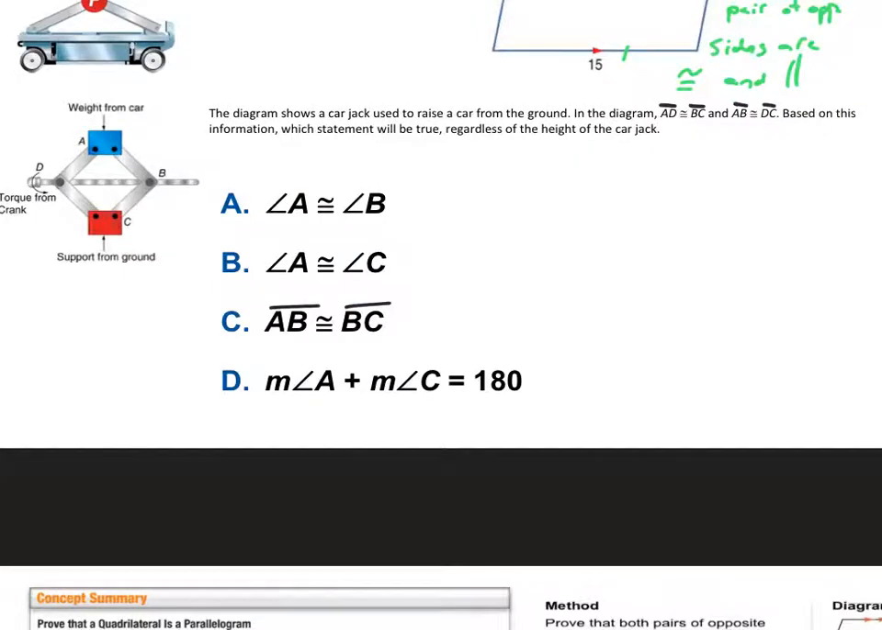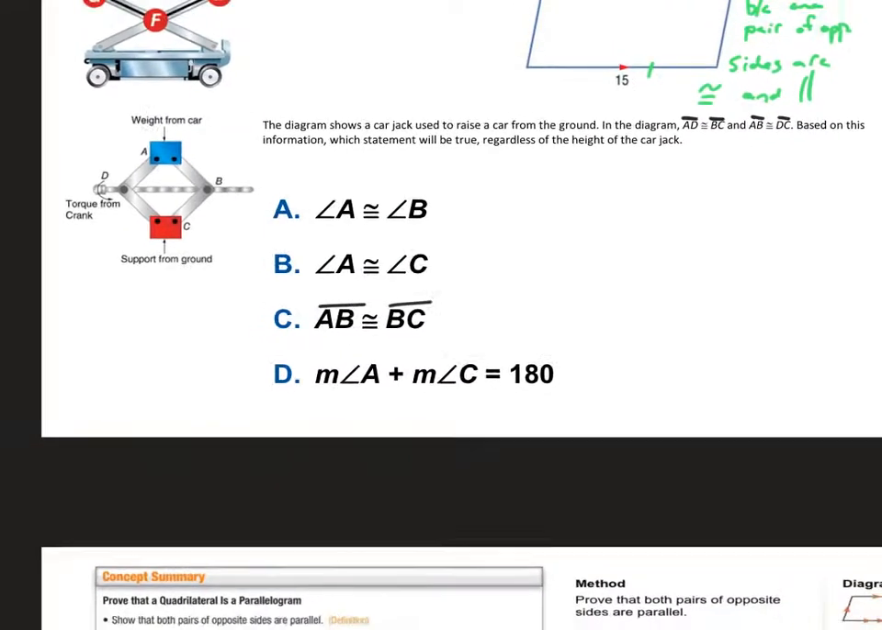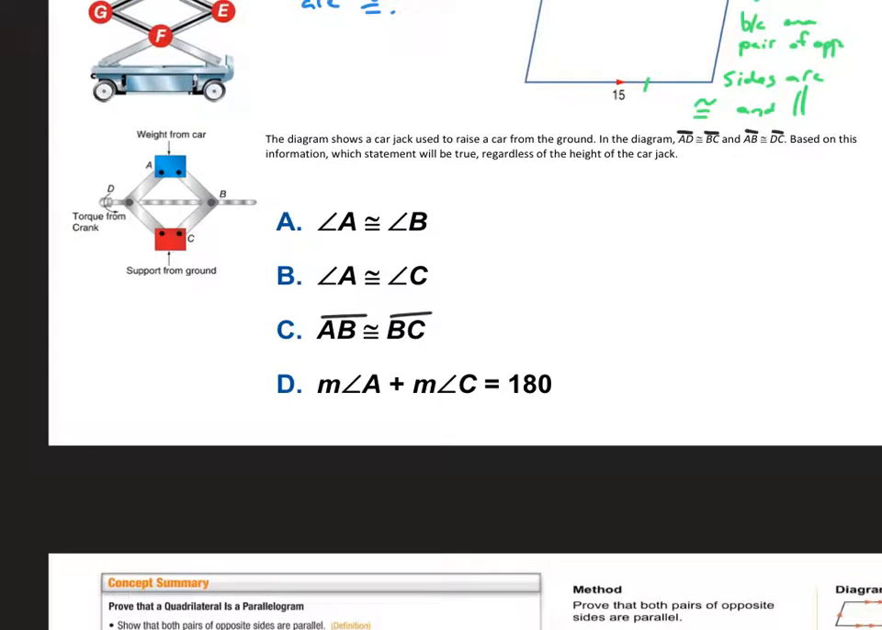Okay, moving on to the multiple choice question at the bottom of our paper. It says the diagram shows a car jack used to raise a car from the ground. In the diagram, segment AD is congruent to segment BC, so I'm going to mark it. And then it tells me that AB is congruent to DC. So now I need to mark my sides for AB and DC. So now I'm going to look at my choices, and it says angle A is congruent to angle B. Well, this is not true.